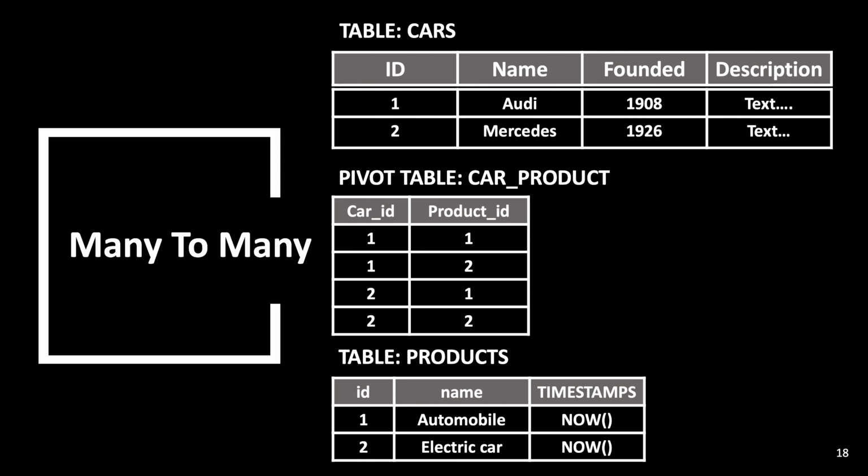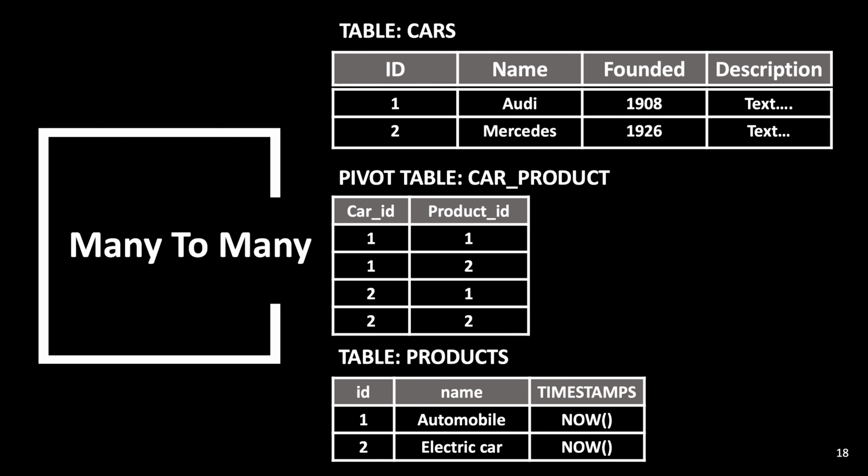Now for the naming of our pivot table, I prefer to place the two singular table names together, ordered alphabetically and separated by an underscore. So since we're linking our cars and products together, our pivot table should be car_product. You don't need to pass in any strings as the data type. You only want to pass in the ID of the car and the ID of the product.